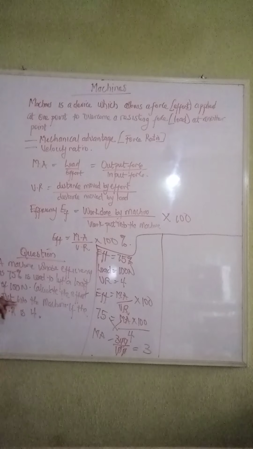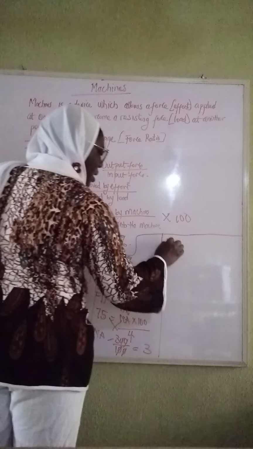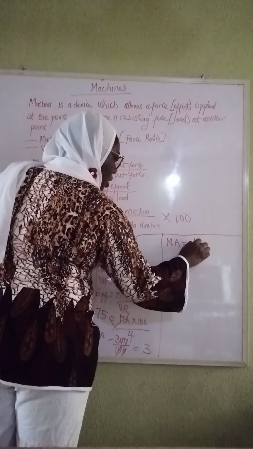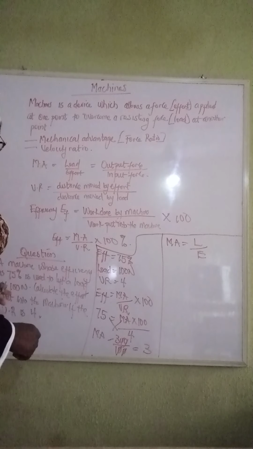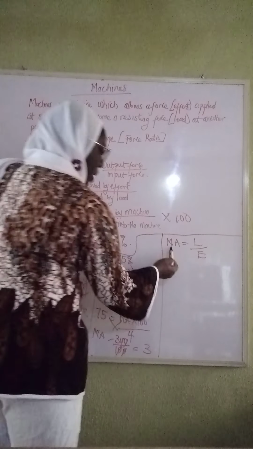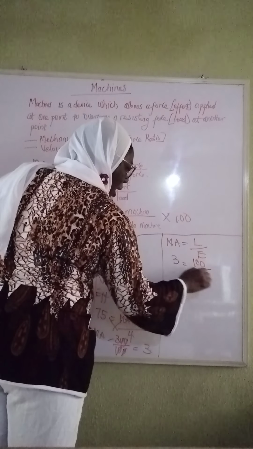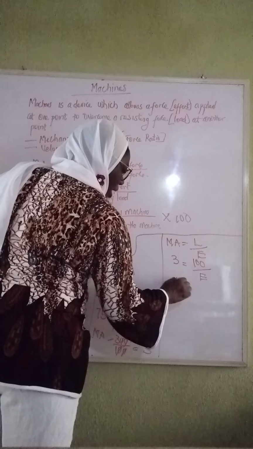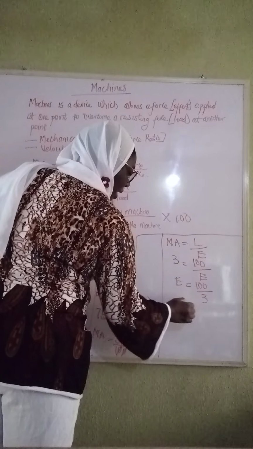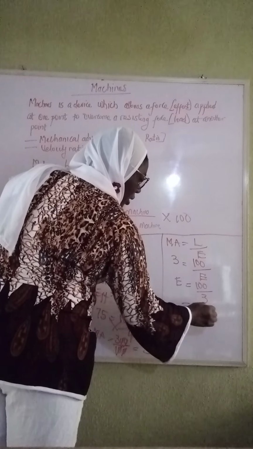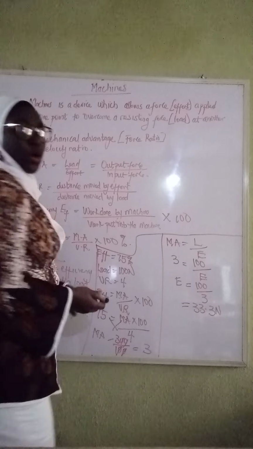So now, let's go back to our formula. Mechanical advantage equals load over effort. We were given the load as 100 Newton, and remember, our mechanical advantage is 3. We are looking for effort. So here, effort will be equal to 100 over 3, and here we have 33.3 Newton, because our load is in Newton.